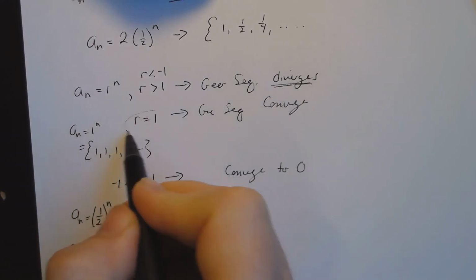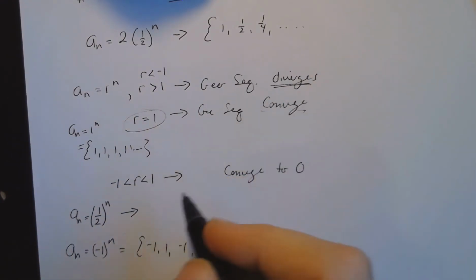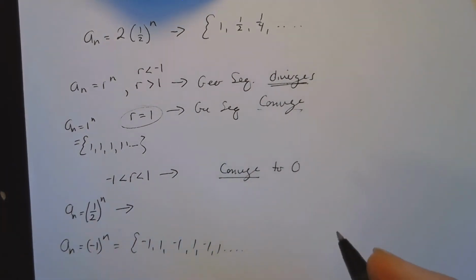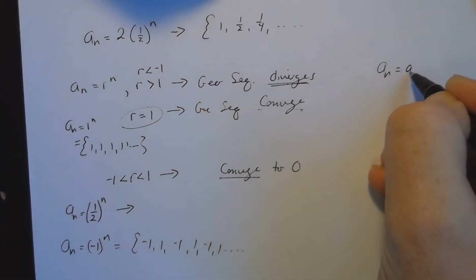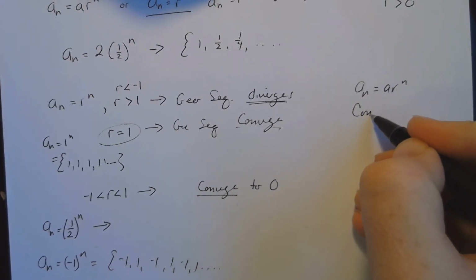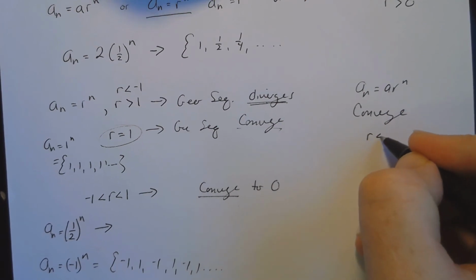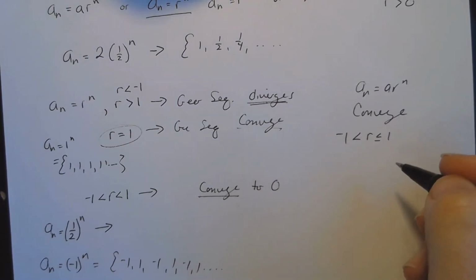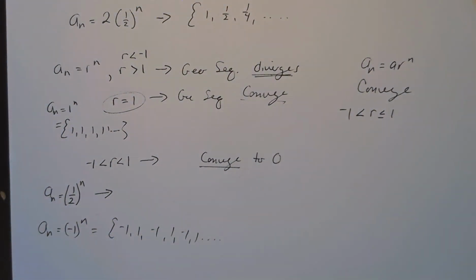Anything that's 1, just 1, would converge. Anything between -1 and 1 would also converge. So the argument really here is that a sub n equals a r to the n, of any form, will converge when r is less than or equal to 1 and greater than -1. So that covers the concepts of how a geometric sequence might converge or diverge, and we'll use this in videos to come.